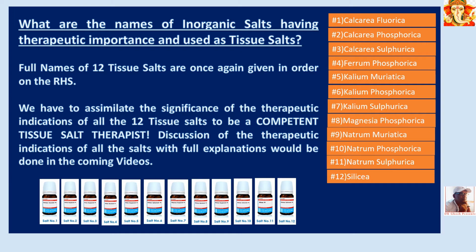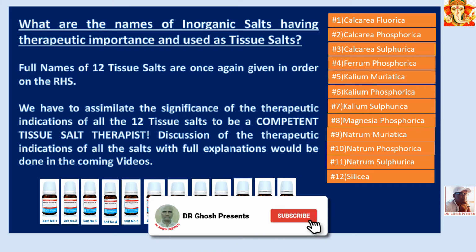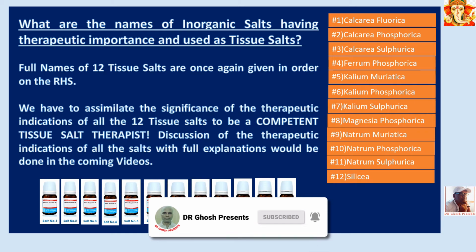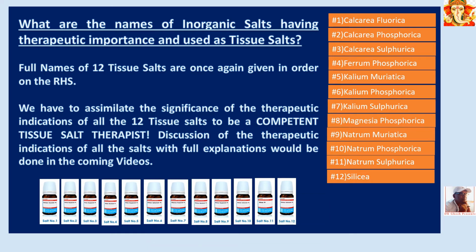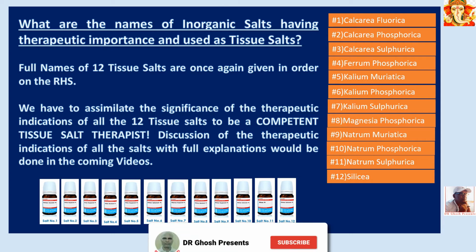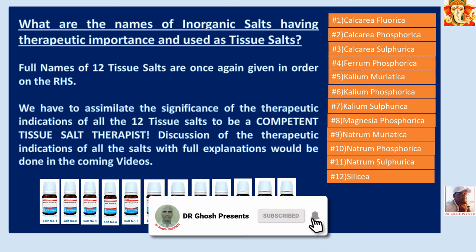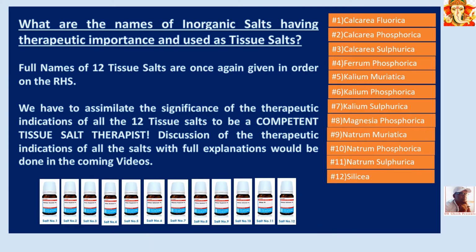Actually, we have to remember the salt number as well as the name. If you want to know this therapy deeply, you have to remember the salt number as well as the salt name. We have to assimilate the significance of the therapeutic indications of all the 12 tissue salts to be a competent tissue salt therapist. This is the most important sentence.